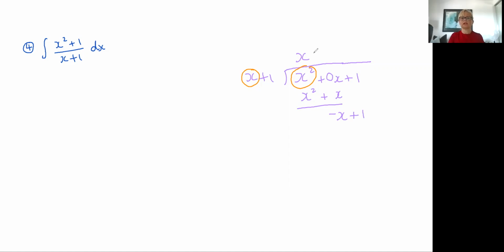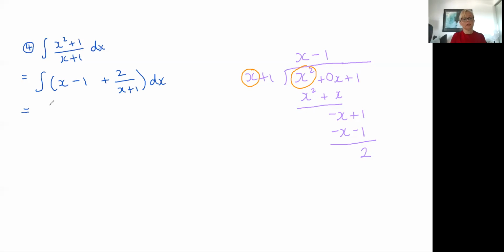Leading term divided by leading term is minus 1. Minus 1 times x is minus x. Minus 1 times plus 1 is minus 1. And when we do our subtraction, we get 1 minus negative 1, which is 2. So this over here is going to be the same as x minus 1 plus 2 over x plus 1. All right, polynomial division is very, very useful and in fact necessary when you're going to be integrating.